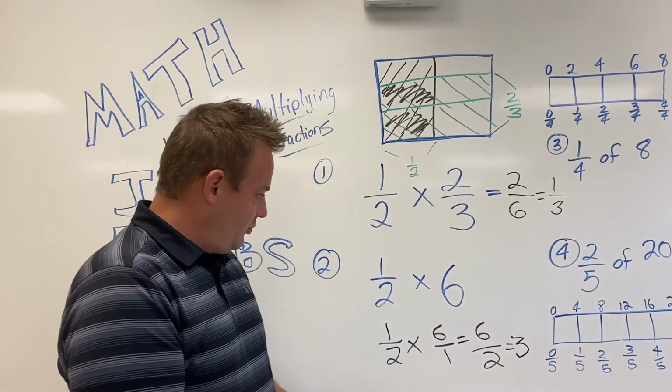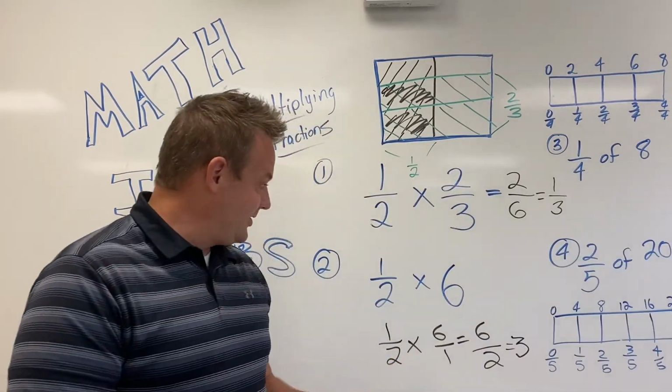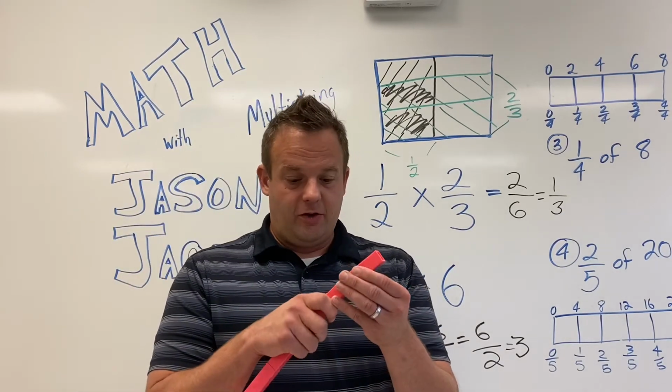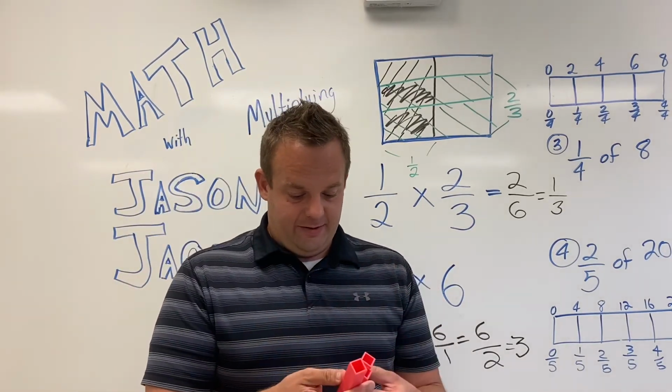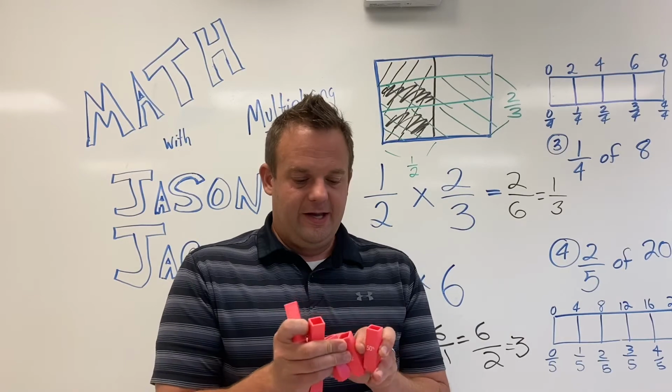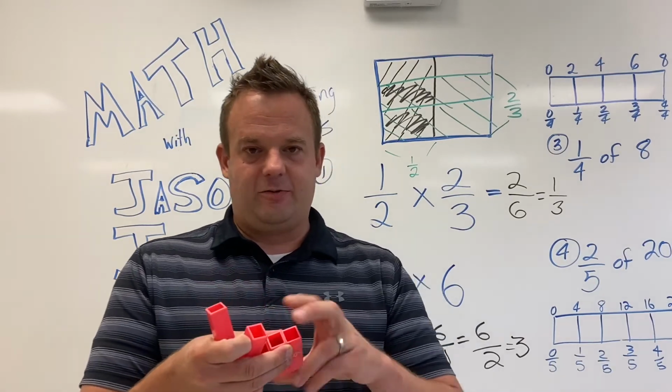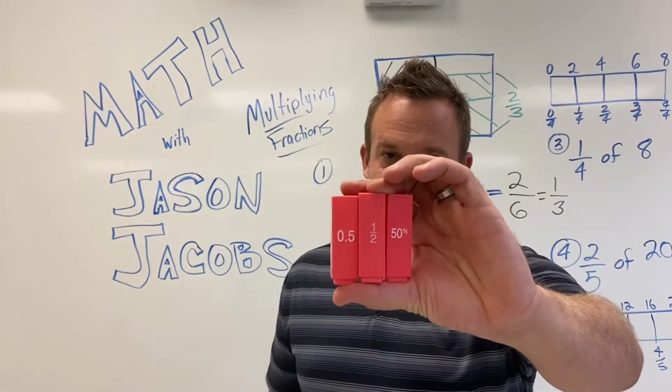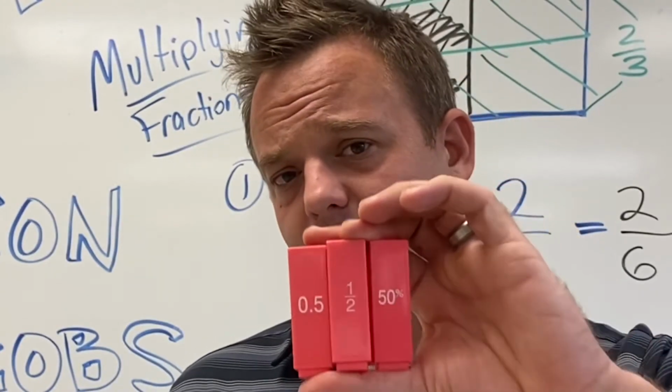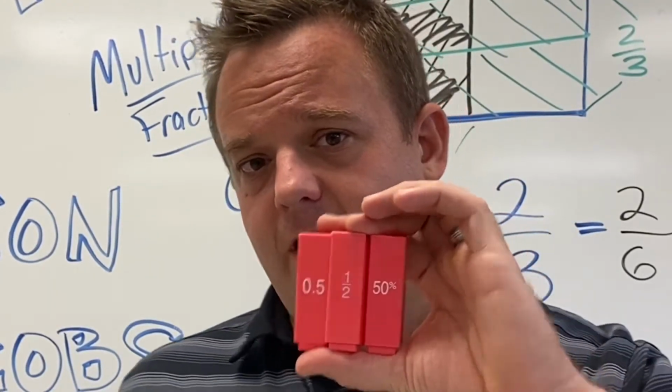And let me show you this with a model now. 1/2. All right, so important to know that 1/2 equals 5/10, which equals 50%. Those are called benchmark fractions. Really important to have these all memorized.